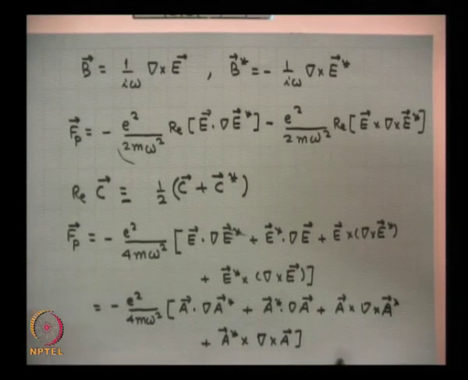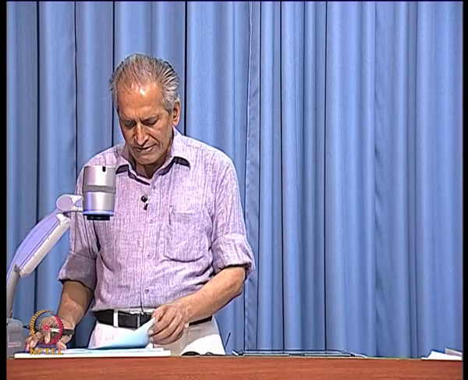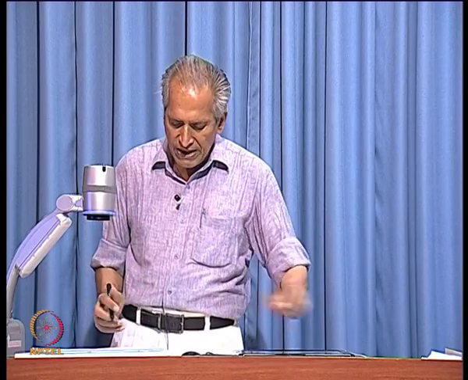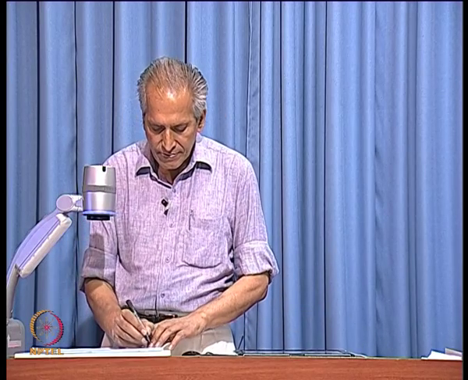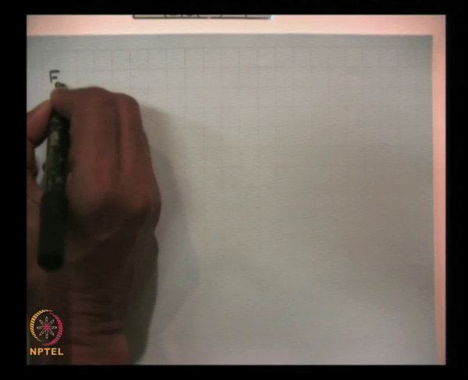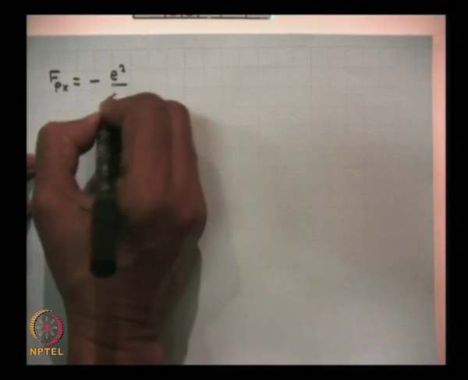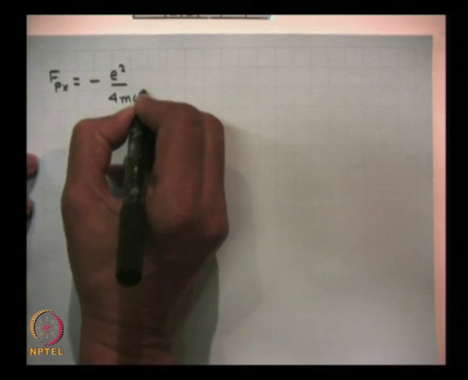This is a vector quantity. It has x component, y component and z component. I will evaluate only one component, Fpx, and then I will generalize, similarly writing down the y and z components. Let me write down the x component for a general case. Fpx will be how much? Let us see. Fpx would be minus E square upon 4m omega square out.